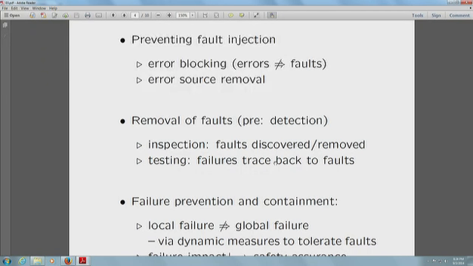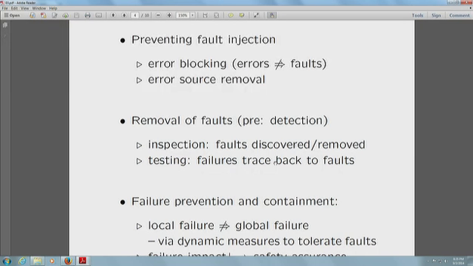Failure prevention and containment. Looking at the overall defect containment, sometimes we can prevent the failure from occurring even with a fault. That's fault tolerance. And sometimes if we cannot prevent the failure from occurring, we try to change the characteristics of the failure to make it less damaging. So in some sense, we are reducing a major failure into a minor failure, or a catastrophic failure into a major failure.